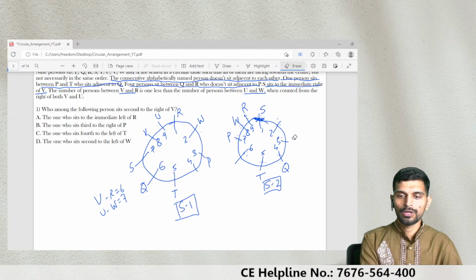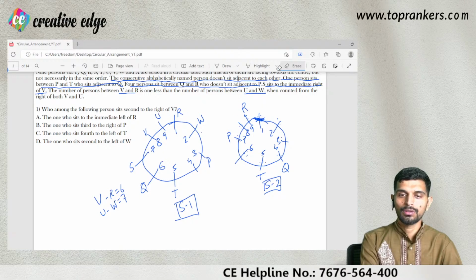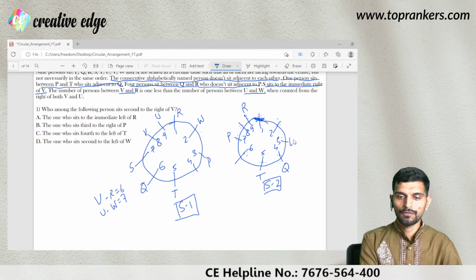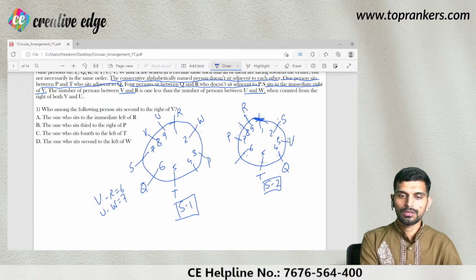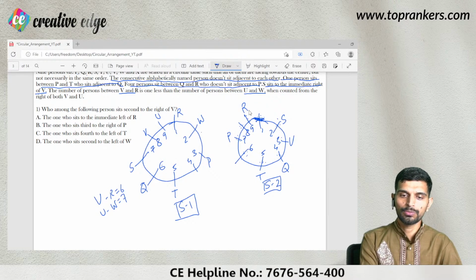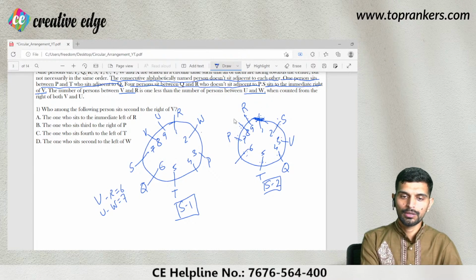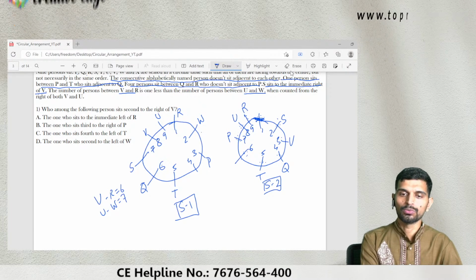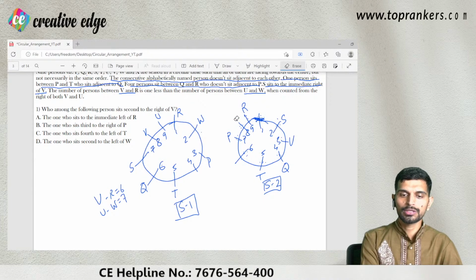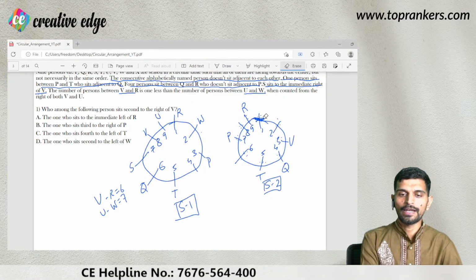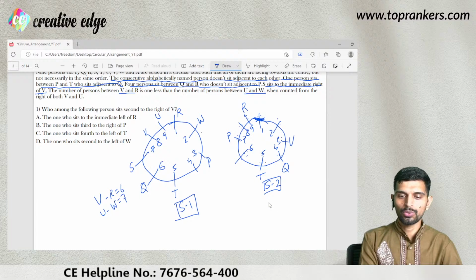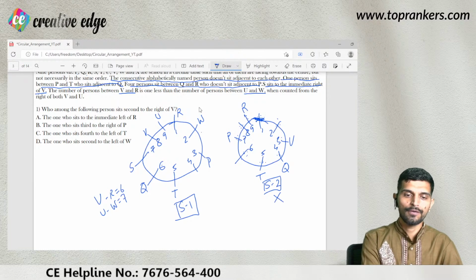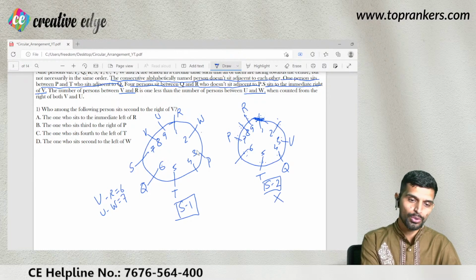Okay. So what about if I place V here, S here, then I'll have one, two people between V and R. And if I place U here, I'll have to have no. So in any case, situation 2 is not valid. In any case, situation 2 is invalid. So we'll have to answer using situation 1.